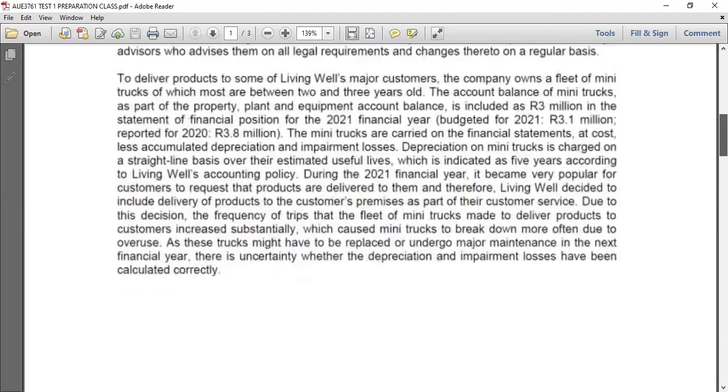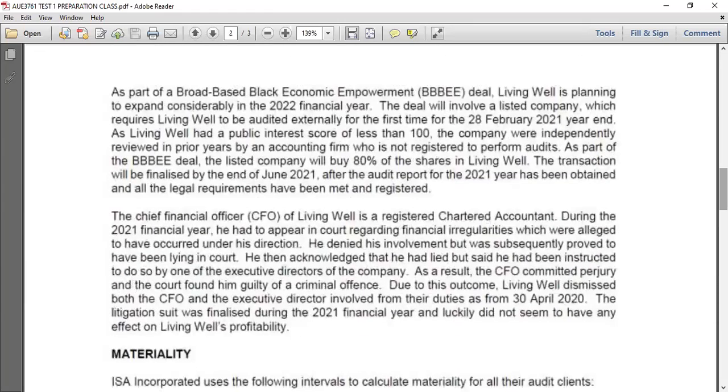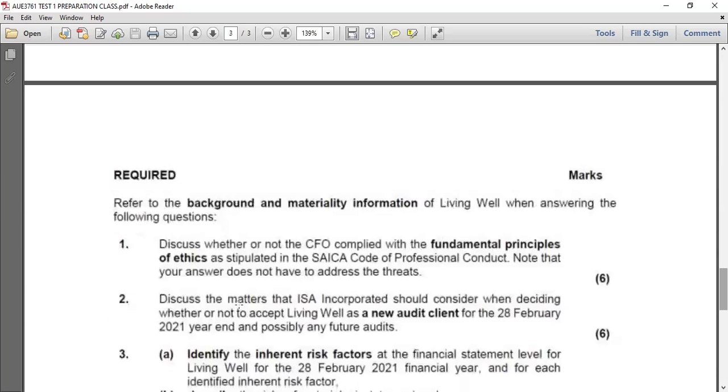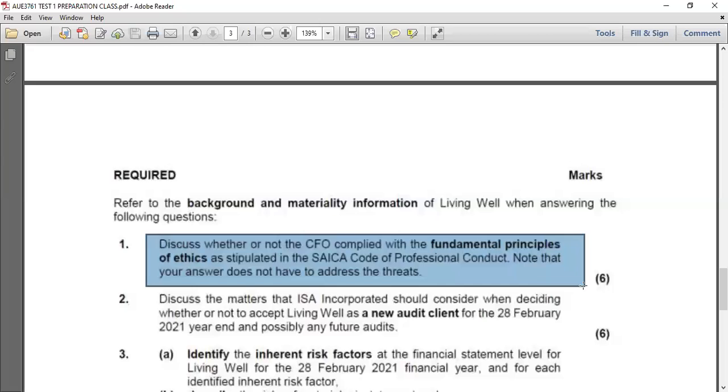All right. I think to save on time, I will read the second part when we reach the areas that need us to deal with that part. First of all, you should know that if you are a registered chartered accountant, you will be bound by the code of conduct, SICA's code of conduct. So when they ask you to discuss whether or not the CFO complied with fundamental principles, the first thing normally when we answer such a question is to find out if the CFO is a CA.